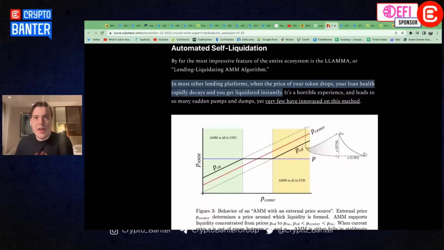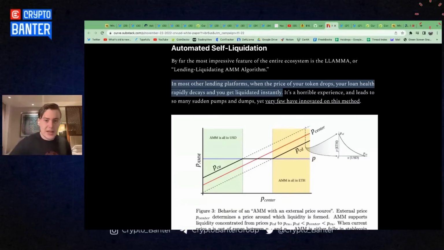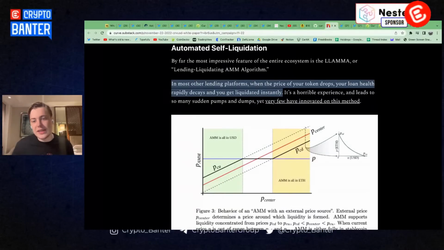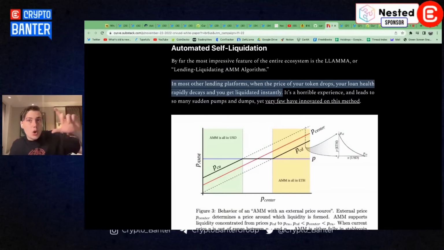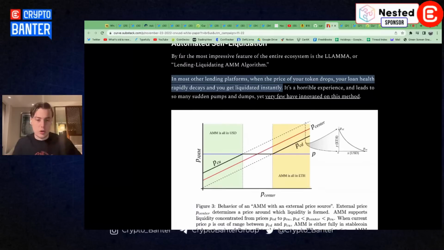So let's say you borrow some assets and the collateral value of the tokens that you put up as collateral drops significantly. What happens is your loan health, your loan to value ratio, would decay. So let's say there's an issue with liquidity, your token spikes down 50%, you'll just get liquidated instantly, even if that's like a very short-term price spike or a wick.